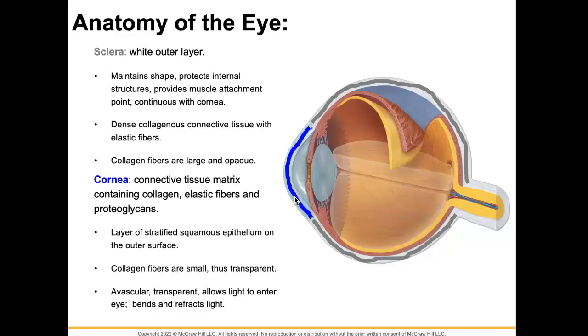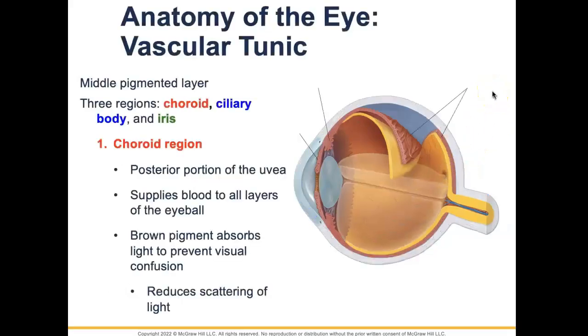It's also avascular, which is why we're able to do cornea transplants, because there's no blood supply that we have to worry about. And this will allow the light to enter through and shine onto that fovea centralis. But as it's moving through, each component, like the lens and some of the fluid in here, might be bending and refracting the light in order to focus it onto the right area.